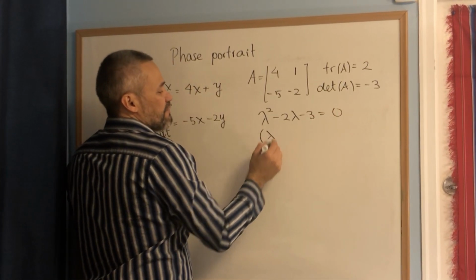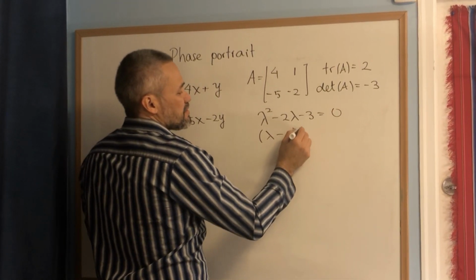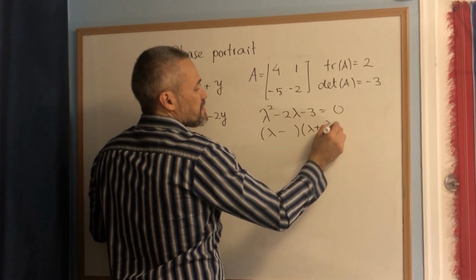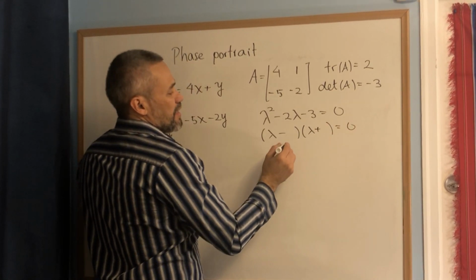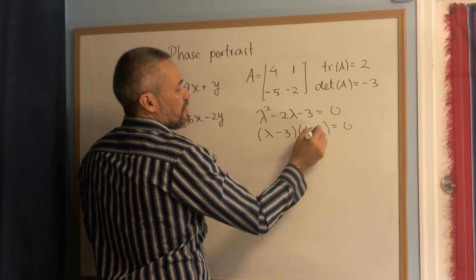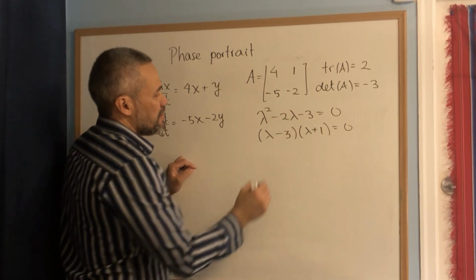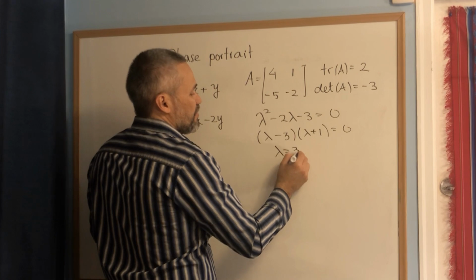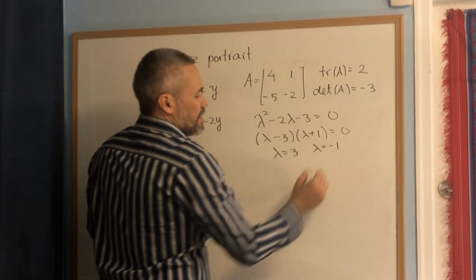And then let's find the eigenvalues. This factors as (lambda minus 3)(lambda plus 1) equals 0. And then we have negative 3 and positive 1. That means that lambda equals 3 or lambda equals negative 1.